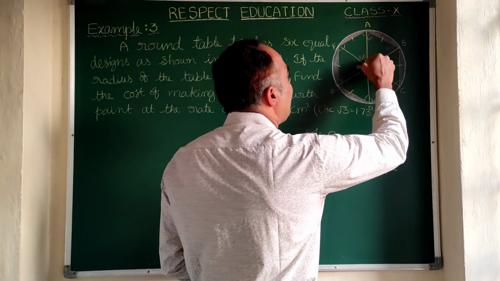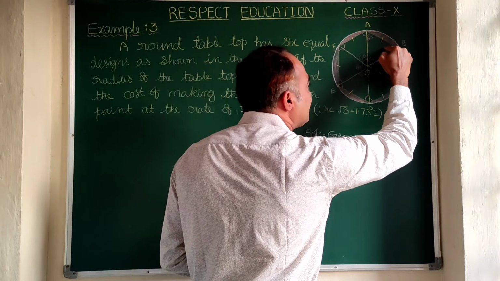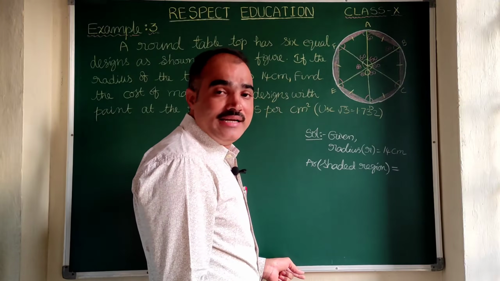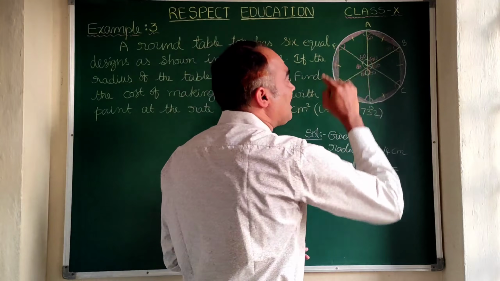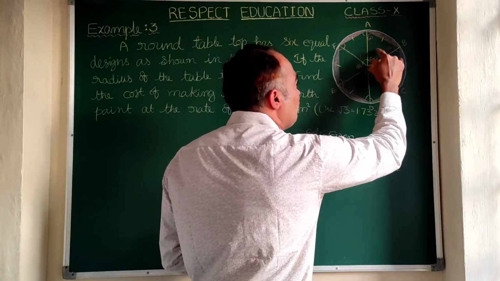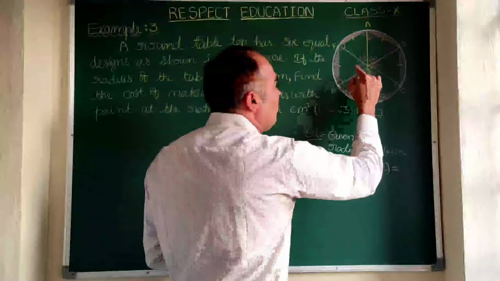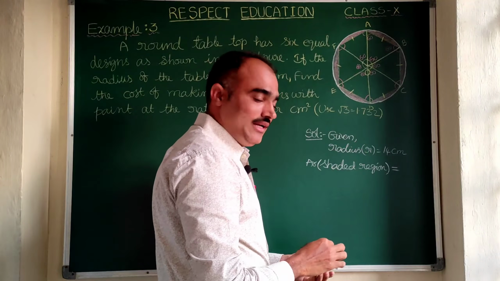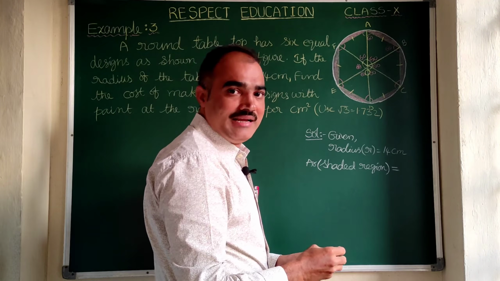So in triangle OAB, each angle is 60 degrees. What kind of triangle is it? It is an equilateral triangle. So here 1, 2, 3, 4, 5, 6. So here we have 6 equilateral triangles.